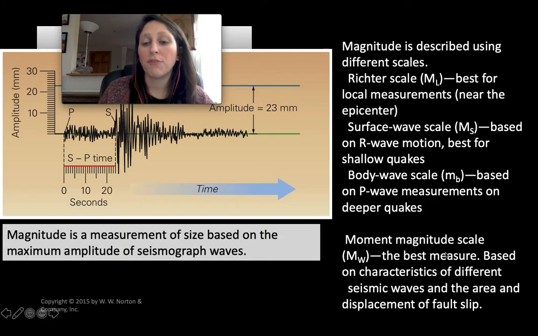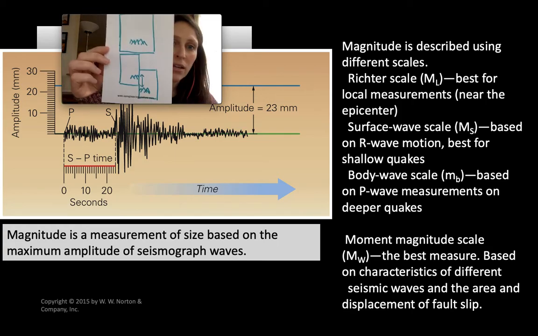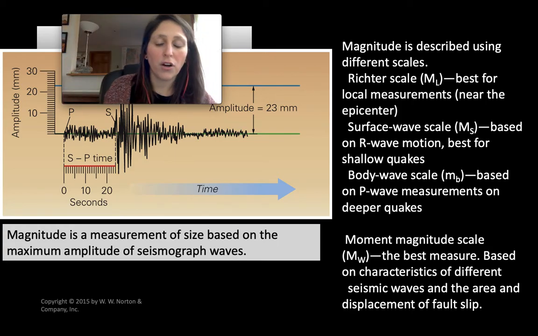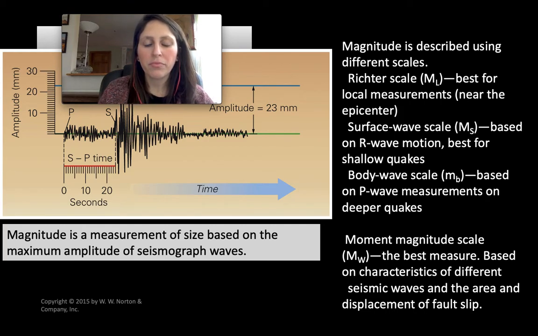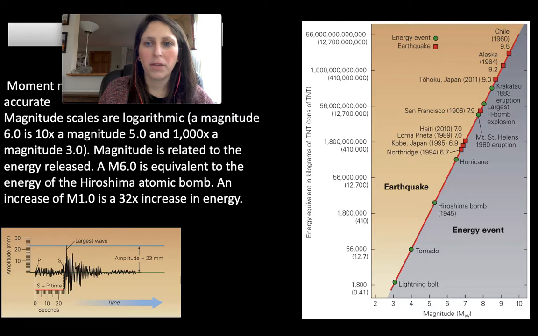This is from the moment magnitude scale, and this is the best measurement, and it's based on characteristics of different seismic waves in the area of displacement. So it's taking into consideration displacement of the fault slip. So again, how far the fault has moved and displaced the rock or the area, and the different seismic wave measurements recorded in the seismograph.